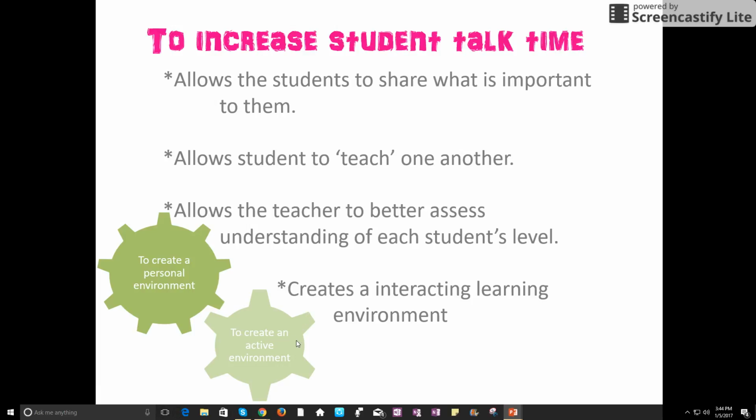And of course, it creates that active and interactive learning environment. So rather than being preached to, the students are more engaged and more likely participating actively and going to remember what they learn.